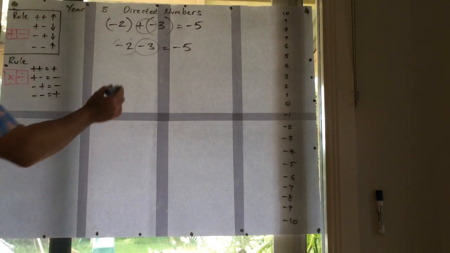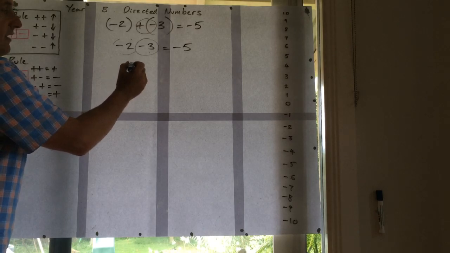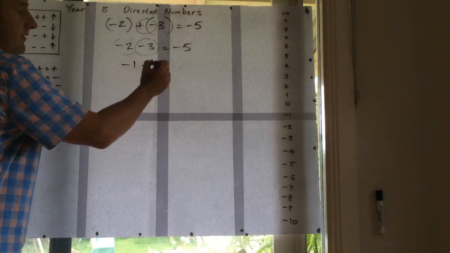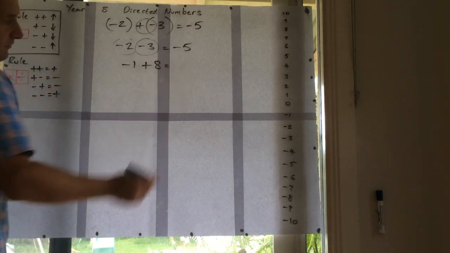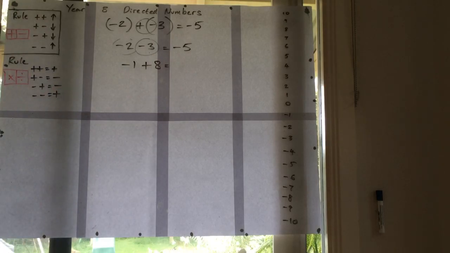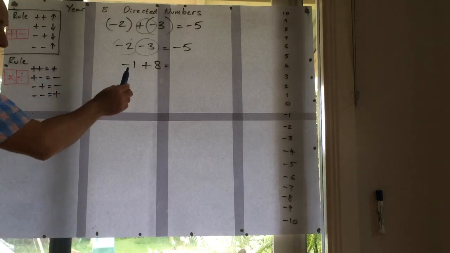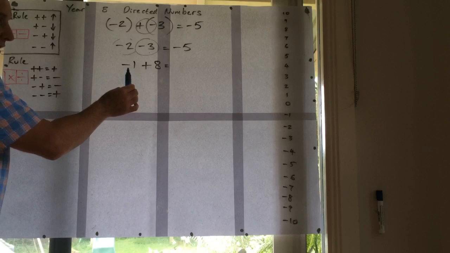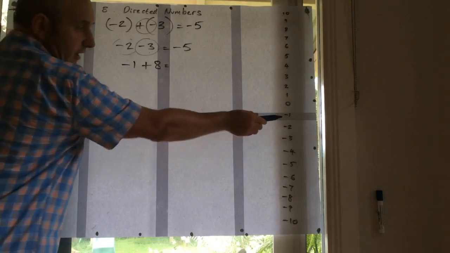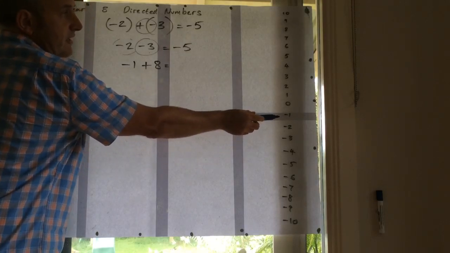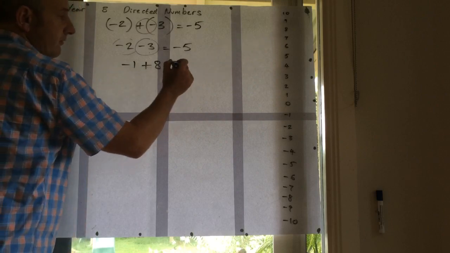Okay. Likewise, I can put something like this. Negative 1 plus 8. Same thing goes here. I lose $1, I find $8. I lose $1, I find $8. That's going to take me to $7.